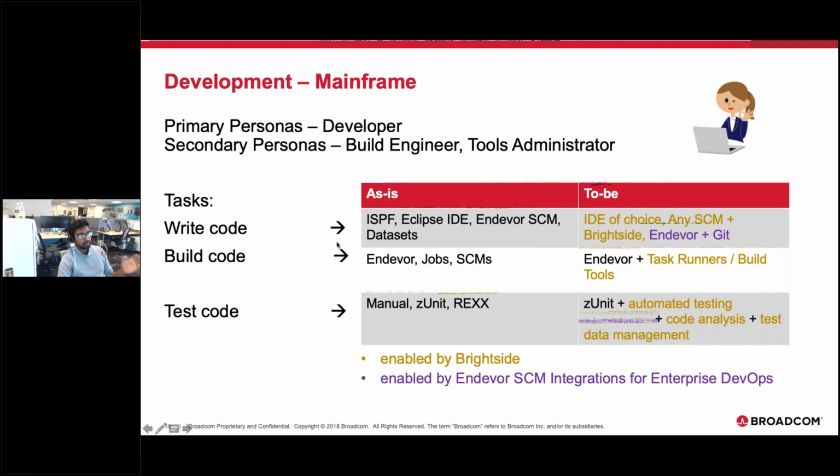But at a very basic level, developers are doing 3 things. They want to keep writing code to provide value, build that code, so doing things like compilations and such. Then they want to test the code that they wrote.